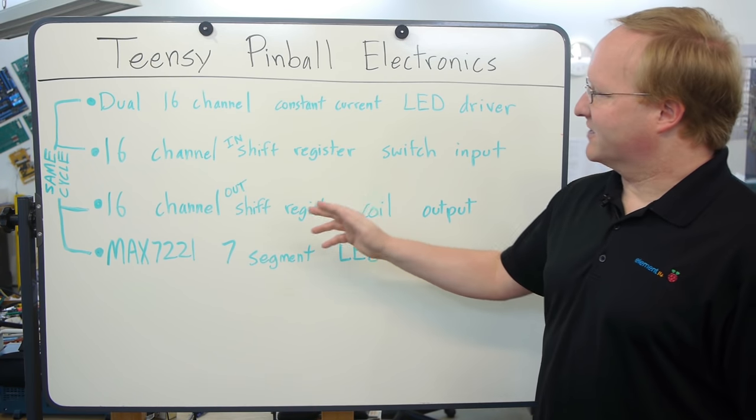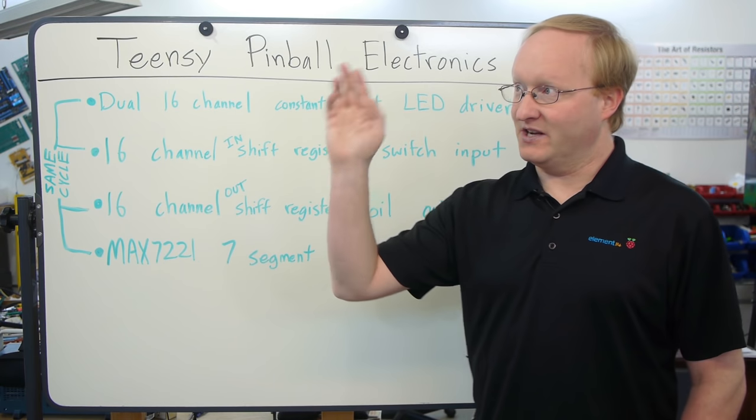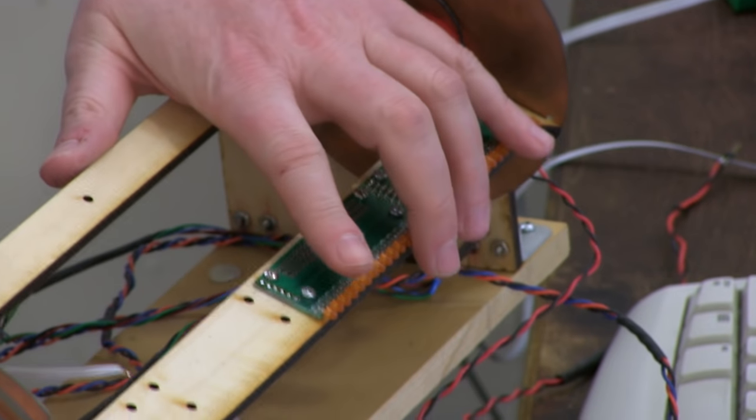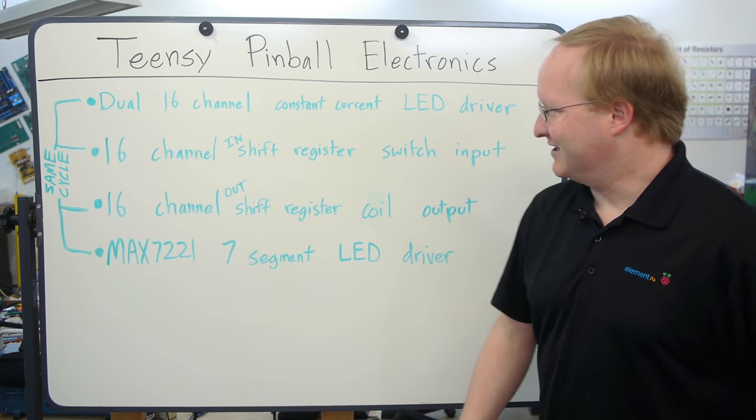So for the electronics, we're going to have a dual 16-channel constant current LED driver. We'll actually just steal that off of our old persistence of vision display. It's already wired up for us. A 16-channel input shift register for the switch inputs. This is for like what the ball hits, pushing the flipper buttons, etc.